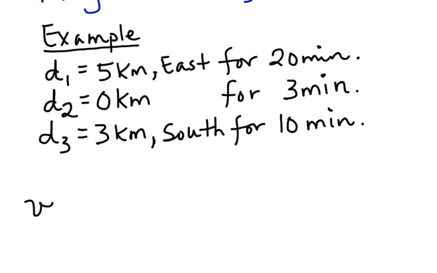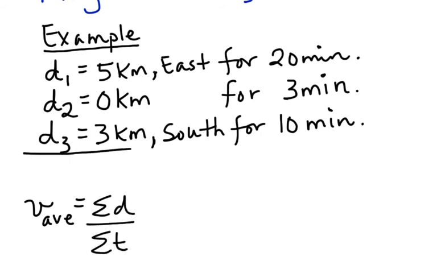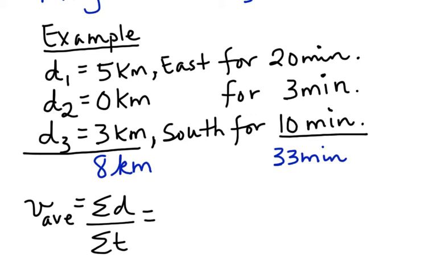Now, V average is just total distance over total time. So let's see if we can figure out what those are. So the total distance, just by adding 5 kilometers, 0 kilometers, and 3 kilometers, I get 8 kilometers. And for time, I have 20 plus 3 plus 10, which gives me 33 minutes. So I'm going to plug that in to my equation here, 8 kilometers over 33 minutes.